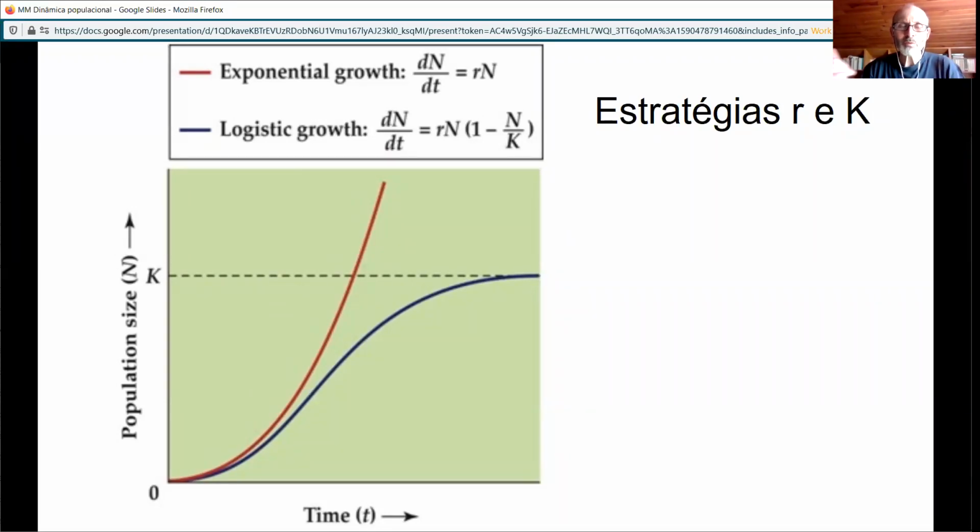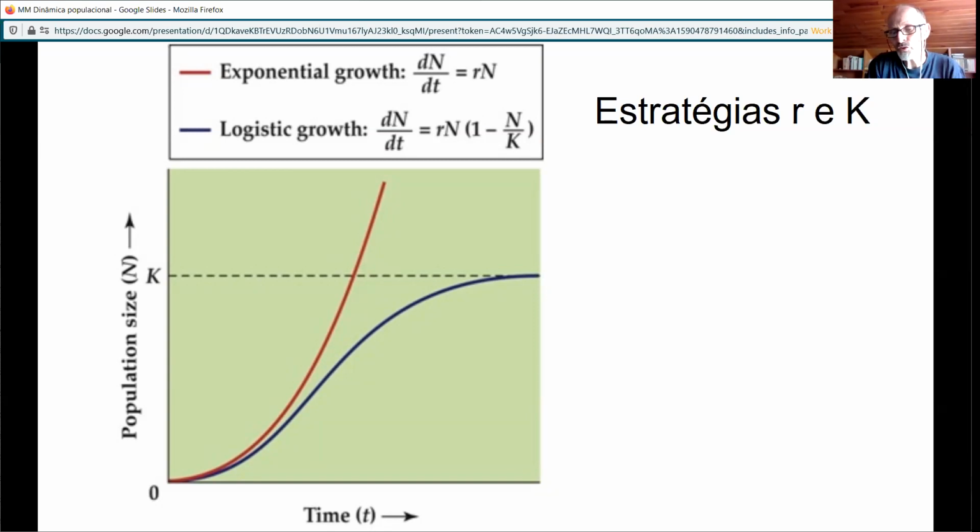And this equilibrium is represented there by K. So in this model of logistic growth, there's a limit. Populations grow until they reach this limit, and that limit in the equation is represented by K. Okay, I forgot to mention that the growth potential is represented by R. So R is the growth potential of the species, and K is the limit for populations that follow this logistic growth. So this is the basis.